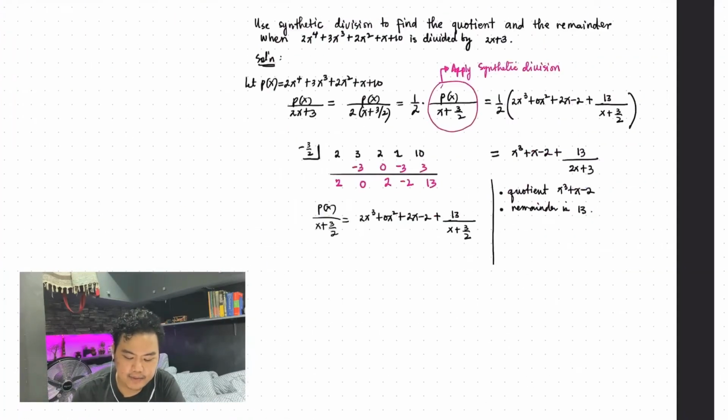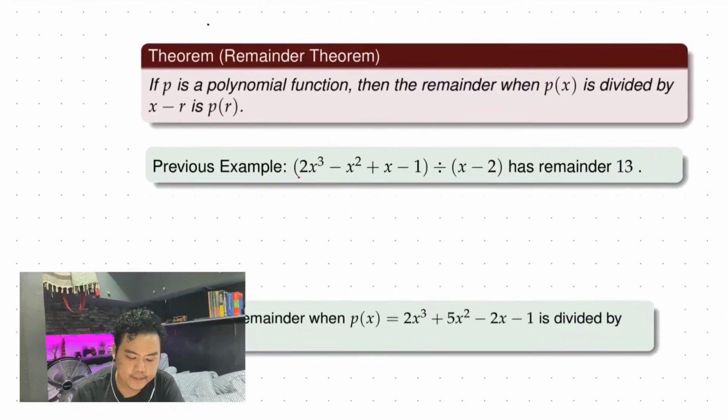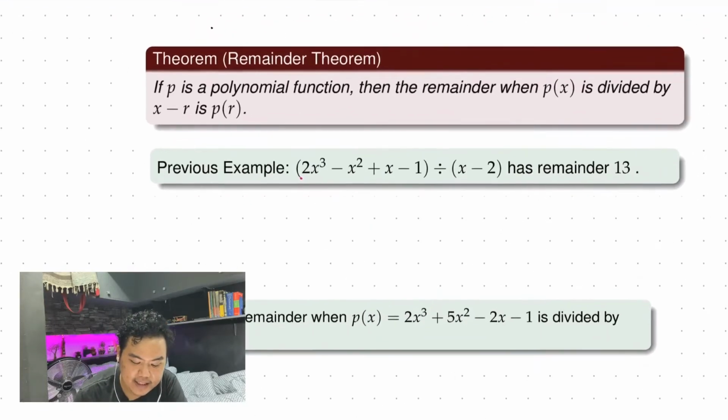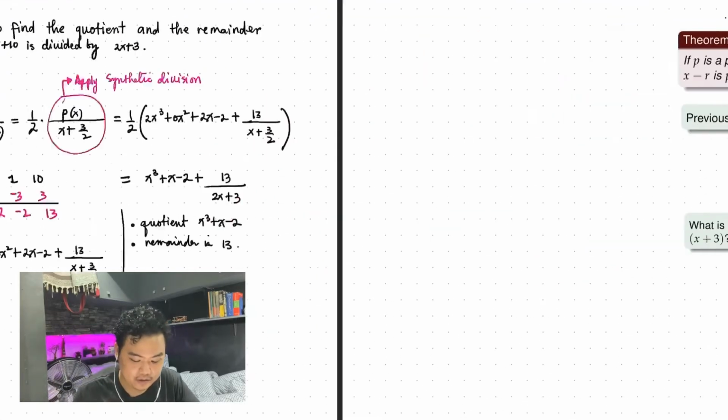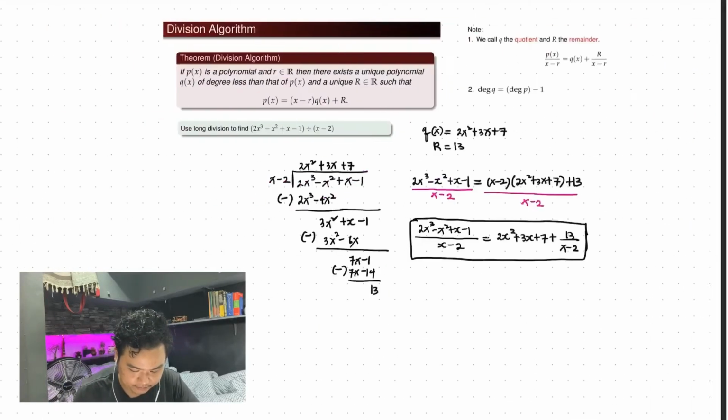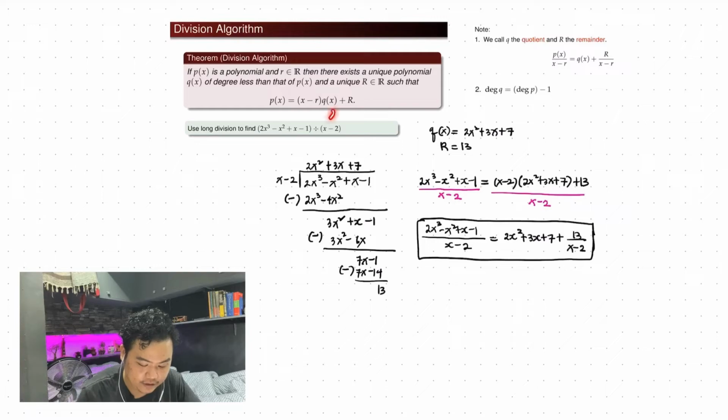So, ano yung sinasabi niya? The remainder when p of x is divided by x minus r is p of r. Just substitute r to your p, then that is the remainder. So, in the previous example, ito ata yung pinakauna nating example. When you divide this by this, ang remainder 13. May nag-go through tayo kanina ng long division. So, hanapin natin. Ito yun, diba? So, the remainder is 13.